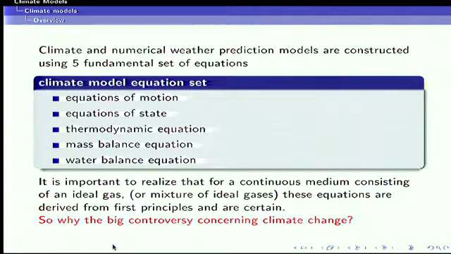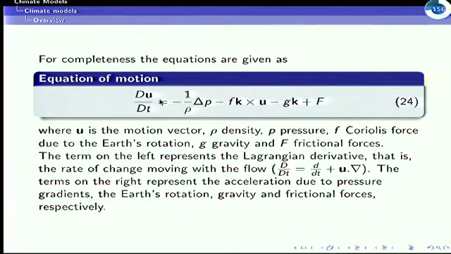Now, as I said, they're derived from first principles and they're certain. I've included them here, but I'm not going to spend much time on them. So, for example, the equation of motion, you might have seen this already with Fred Kucharski for the large-scale dynamics. The rate of change of the velocity vector is impacted by a pressure gradient. Okay, we have a change due to the rotation of the Earth, the Coriolis force. Okay, we have gravity, which of course affects the motions of the air, and F is a frictional term, so drag. Okay, and this is an exact equation. There's no controversy at all.